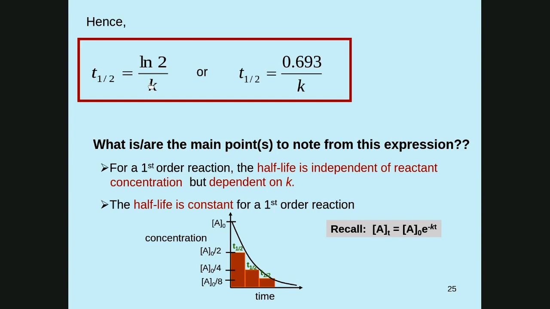Yeah? Now the ln of 2, of course, is a number. So if you punch that in on your calculator, you get 0.693 and a string of other decimals. Right? So you see that in the case of a first-order reaction, half-life is a meaningful concept. Yeah? It contains the same information as the rate constant k.